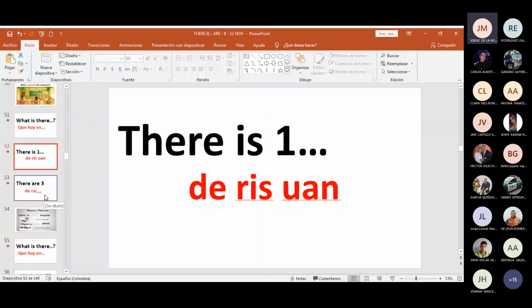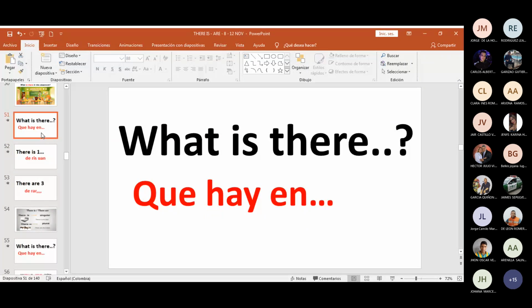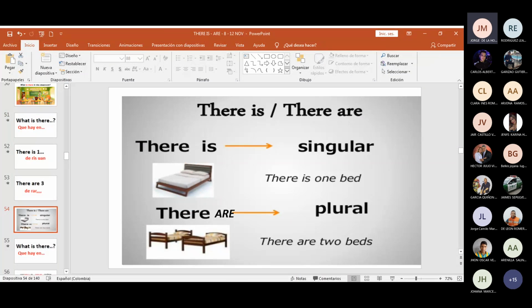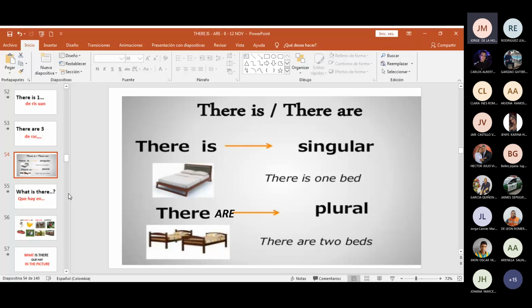Remember, why? Because the question is always going to be, what is there? What does "what is there" mean? ¿Qué hay? And one always asks, ¿qué hay allá? Yes, what is there? What is there, student? Remember, there is, there are. There is is singular: there is one bed. There are is plural: there are two beds. All the time it is going to be singular or plural.